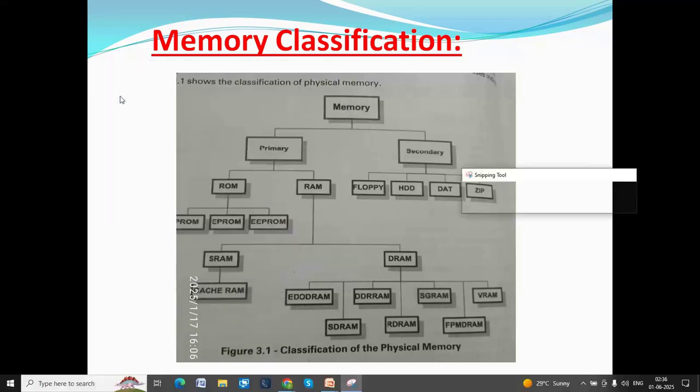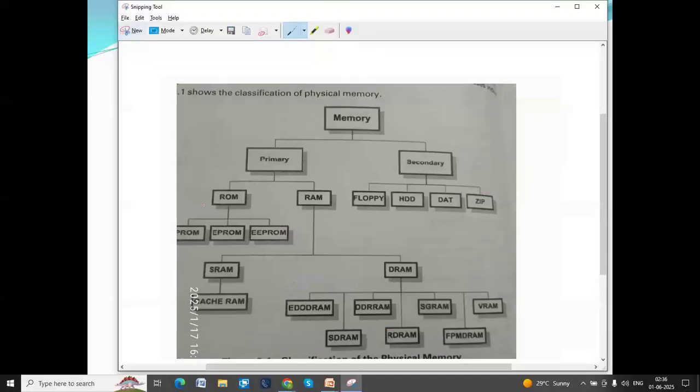Initial working condition of your hardware and software will be taken care of by this ROM. ROM types are PROM and EEPROM, but nowadays we are using EEPROM, which means electrically erasable programmable ROM. This is just an integrated chip, or we can say this is called an IC, an integrated circuit chip.